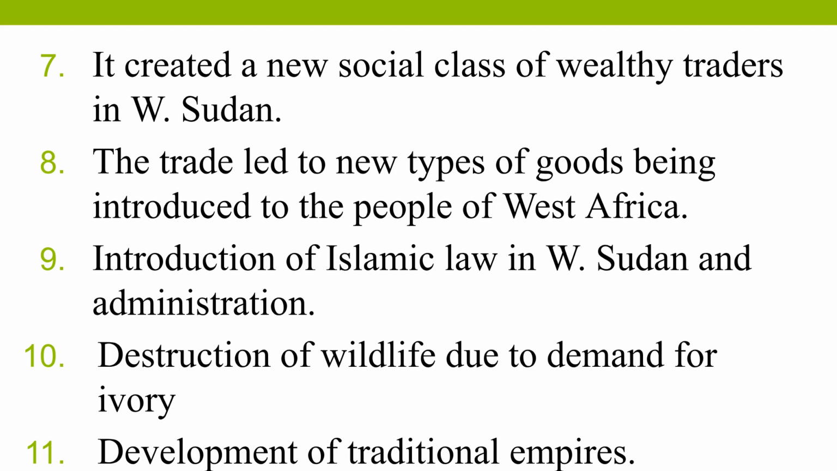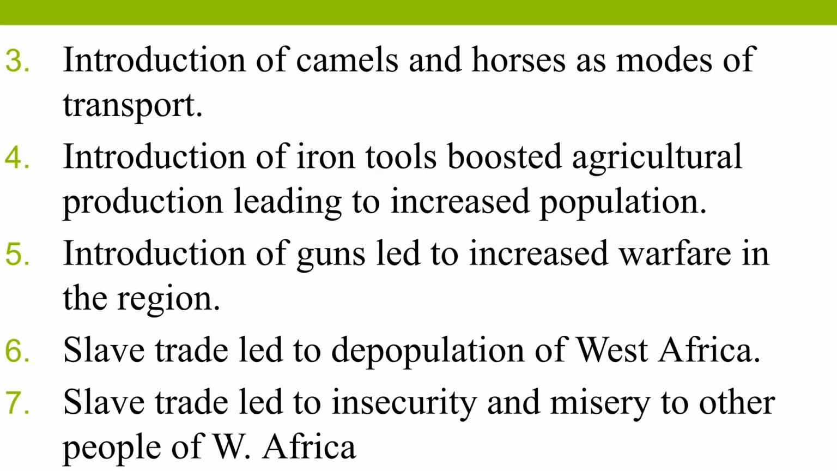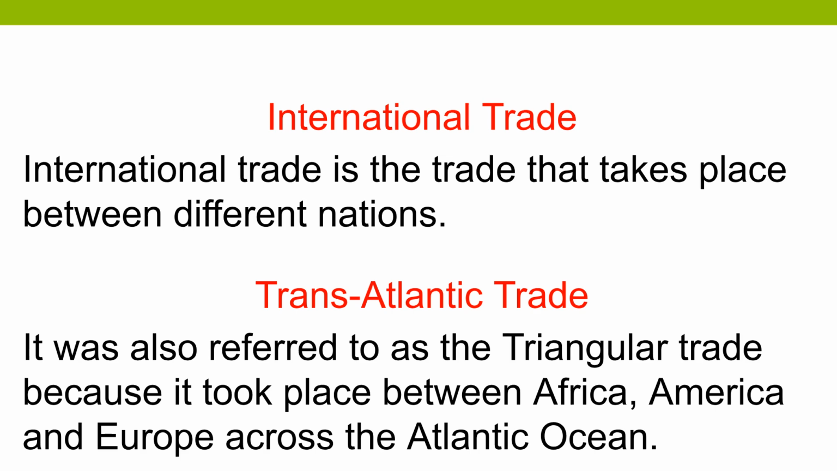It brought Islamic law and administration to West Sudan, but also led to the destruction of wildlife and the rise of strong empires. Positive impacts included the introduction of camels and horses for transport and iron tools that boosted agriculture. However, the introduction of guns increased warfare, and the slave trade resulted in depopulation, insecurity, and attracted enemies like the Moroccans. International trade is commerce between different nations.